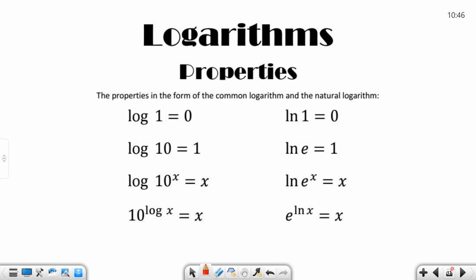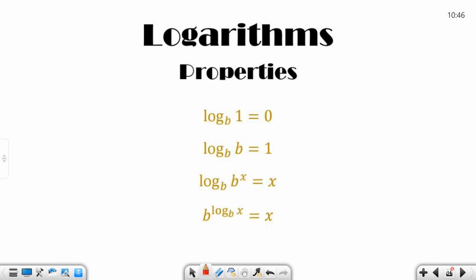So those are the four rules or properties for common logs and ln's. So what we want to do is, well, let's review the other properties before we evaluate these. Log base b of 1 is 0. Log base b of b is 1. Log base b of b to the x is x. And b to the log base b of x equals x. Again, if the bases match, then whatever the power is, whatever you're taking the log of, those things all match up. If these things match, the answer is just 1. And if you're taking the log of 1, the answer is 0.